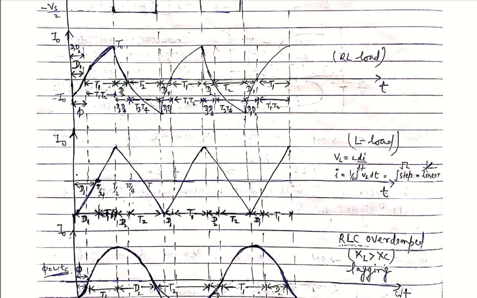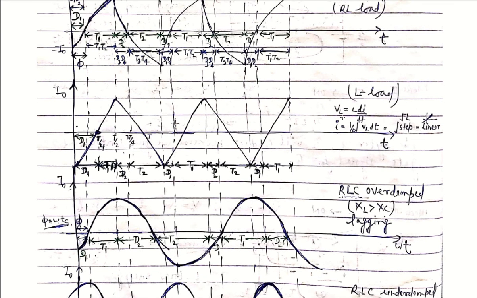And if we go through the L load case, in the inductive load case, the output voltage is the voltage across the inductor. Because a pure inductive load is there, we will write VL equals L di by dt. If you want to find the nature of the current waveform through the inductor, we will simply write i equals 1 by L integration of VL dt. Here the voltage waveform is in a square wave shape. So if we do this step waveform integration, it will be linear in nature. It will be a straight line type of waveform. So we will just draw a straight line for this current waveform.